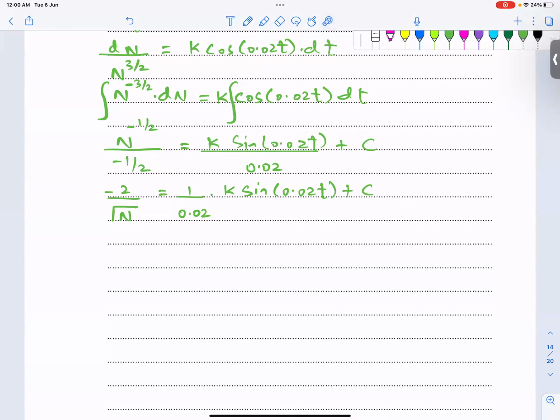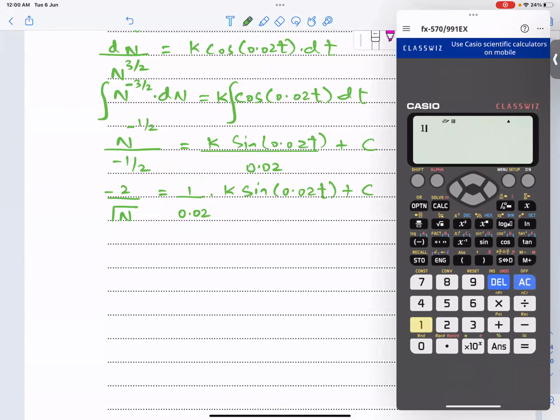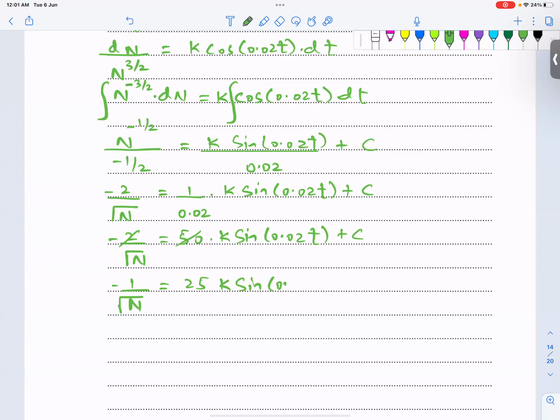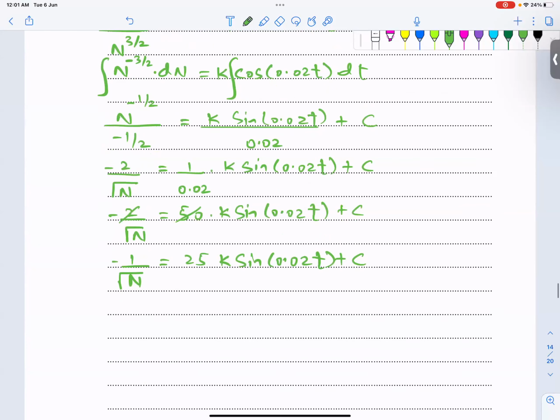Now put 1 over 0.02 in the calculator. You can see here that 1 over 0.02 will become 50. So we can write here minus 2 over square root n is equal to 50 times k sine 0.02t plus c. We can cancel this 2 with 50. So this will become minus 1 over square root n is equal to 25k sine 0.02t plus constant of integration. Now apply the condition.